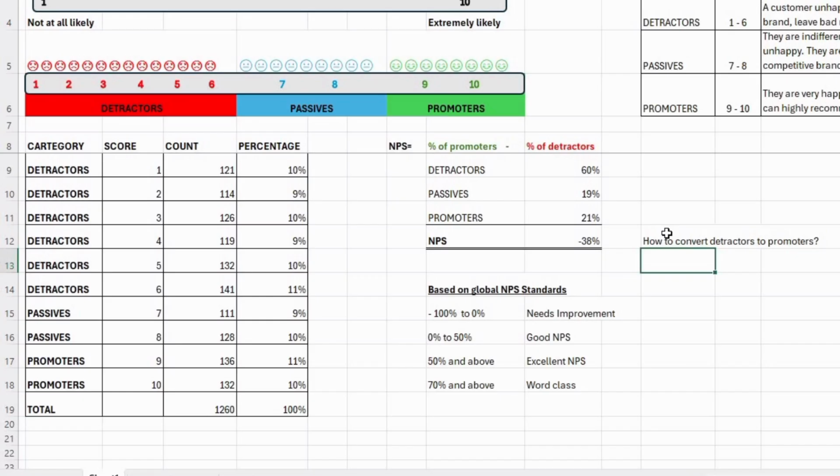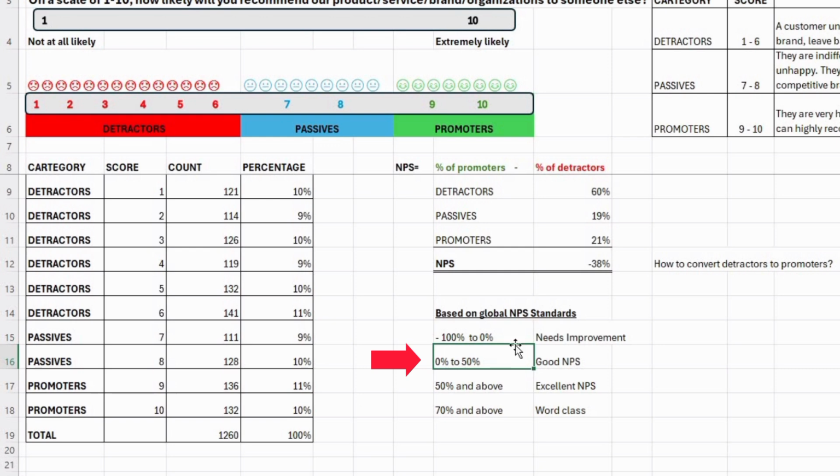Based on my research, according to global NPS standards, however, the rating of an NPS score is also dependent on industry standards, so it may vary across several industries. An NPS score between negative 100% and 0% needs improvement. 0% to 50% is classified as good NPS. A 50% score and above is considered excellent, while 70% and above is classified as world class.